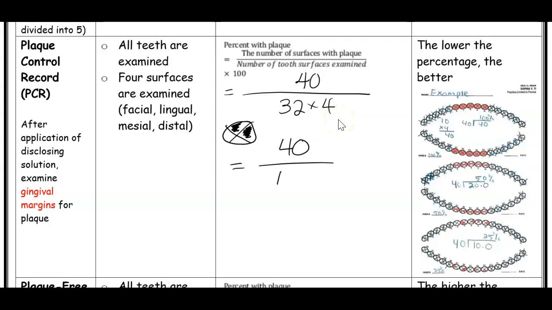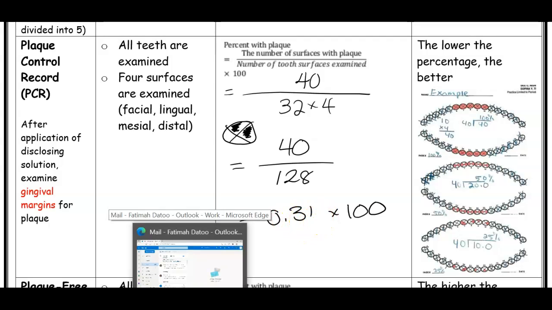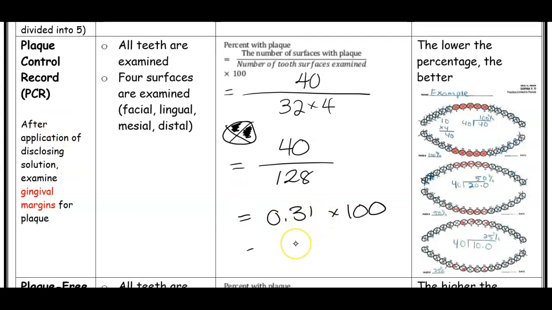32 times 4 is 128. And then when you get that, you should get somewhere like 0.31. And then remember this, you times it by 100. So if I times this by 100, remember there's 2 zeros in 100. So you move the decimal out by 2 zeros, and you should get 31%.